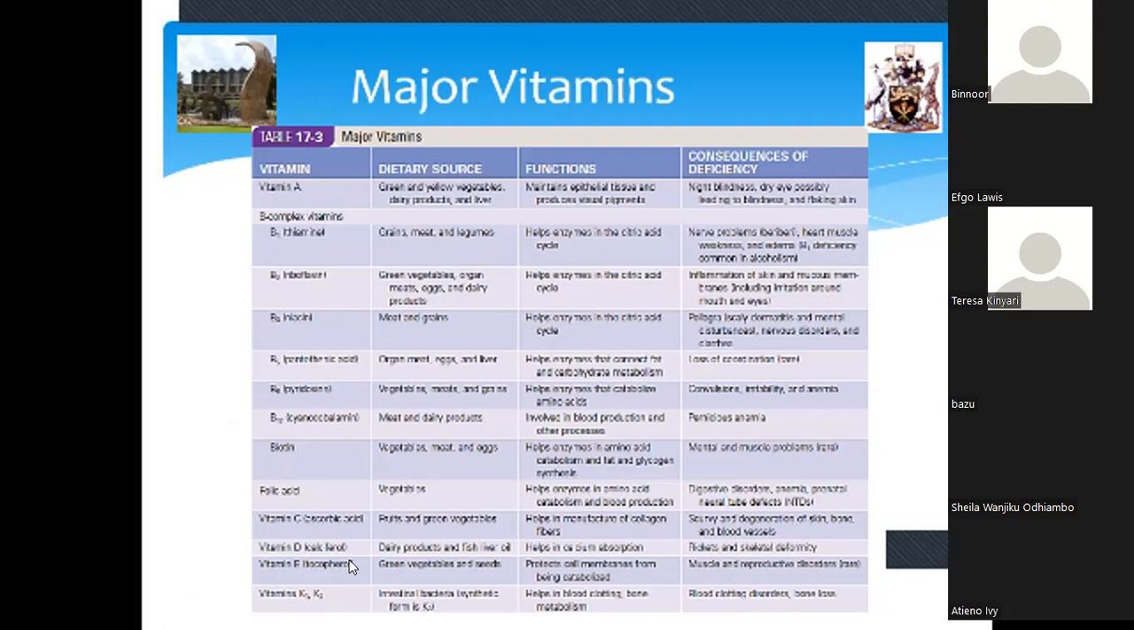Vitamin E, which is tocopherol, comes also from green vegetables and seeds. It protects the cell membrane from being catabolized, and it's important in muscle and reproductive disorders. And its deficiency is actually quite rare. Then you have vitamin K, K1, and K2, which usually will come from the intestinal bacteria in the synthetic form of K3, and it helps in blood clotting and bone metabolism. And when it's lacking, then we have blood clotting disorders and bone loss.